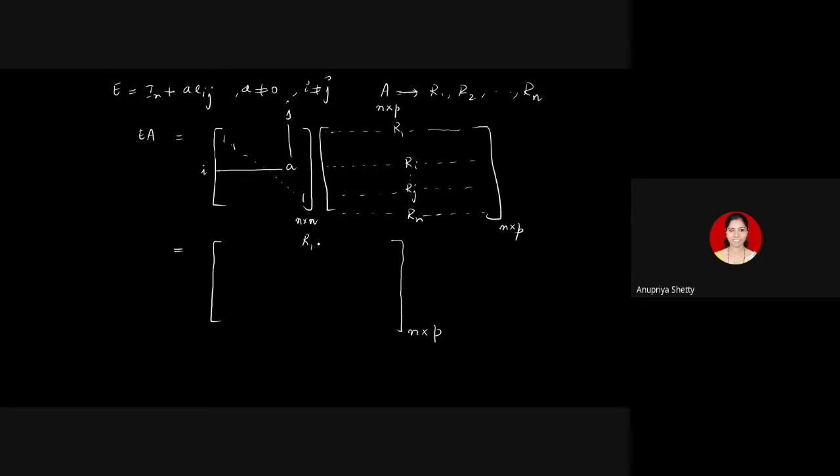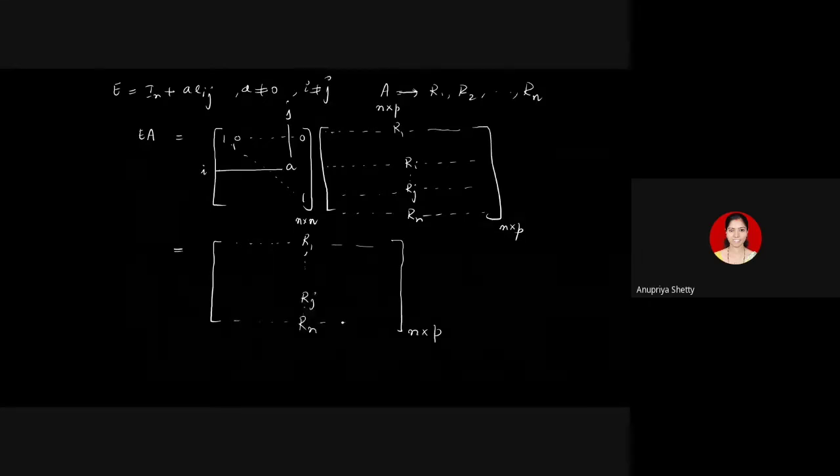So the first row will remain as R1 itself, basically because you are multiplying by the first row of the identity matrix. If you multiply by the first row of the identity matrix on the left side to any matrix, you will get back the first row of the given matrix A itself. The second row also is the same. Rj will also remain Rj, the jth row. The last row will also be Rn itself. The change is happening only in the ith row.